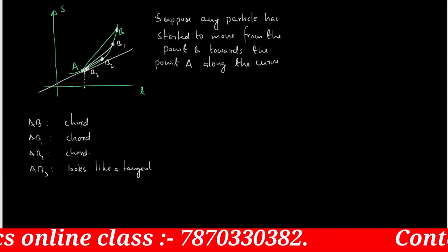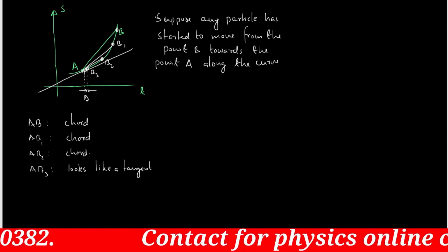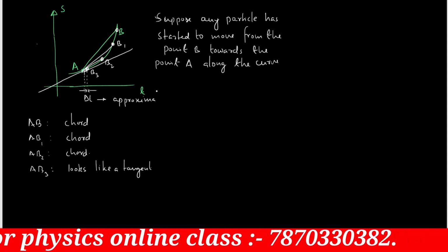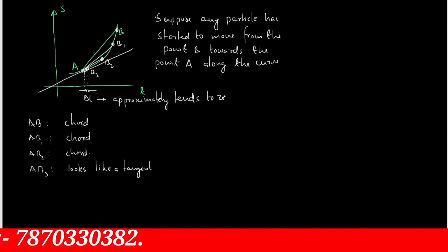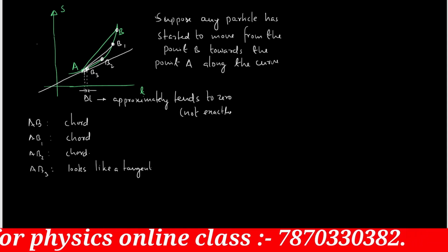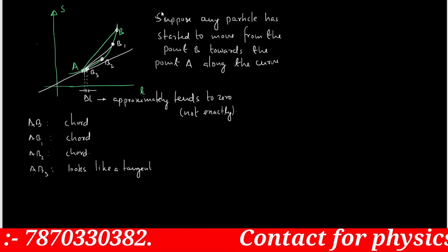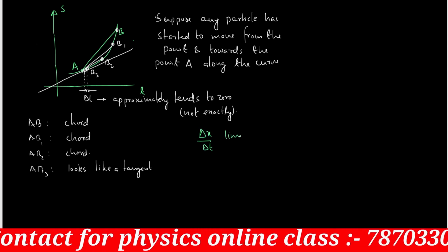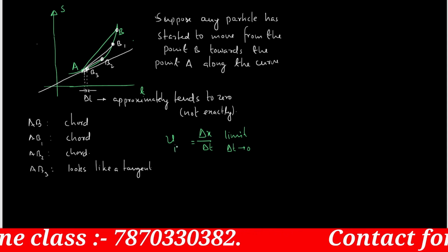Exactly, Muhammad. This is a very small time. This delta t approximately tends to zero, not exactly. And that's why I wrote the moment delta x upon delta t, but the limit condition is delta t tends to zero. This is called V instantaneous.